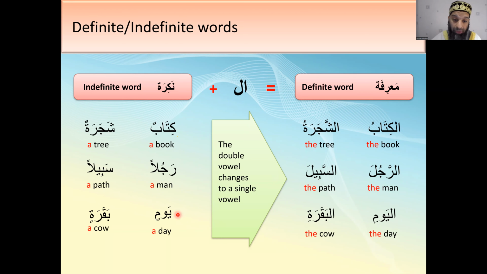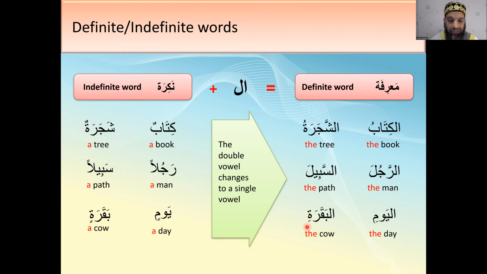Last one, yawmin, a day, becomes al-yawmi. The alif lam has come. The alif lam means the. Now, because the alif lam has come, the double ending has to become single. So al-yawmi. It's not going to be al-yawmin. It's going to be al-yawmi. And baqaratin, a cow, is going to become al-baqarati. Al means the, and the al is going to delete the double and make it single. So al-baqarati.